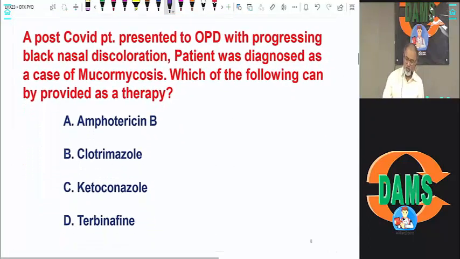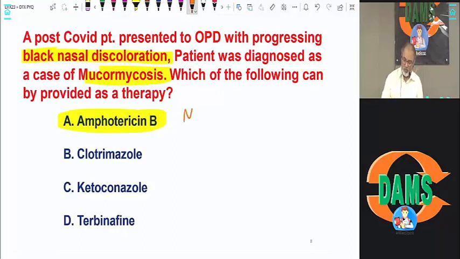A post-COVID patient presented to the OPD with progressive nasal discoloration and block, diagnosed as mucormycosis. Which of the following is the treatment? Amphotericin B. Already diagnosed mucormycosis. Treatment for mucormycosis, amphotericin B. Best treatment, amphotericin B with surgery. Liposomal preparation.